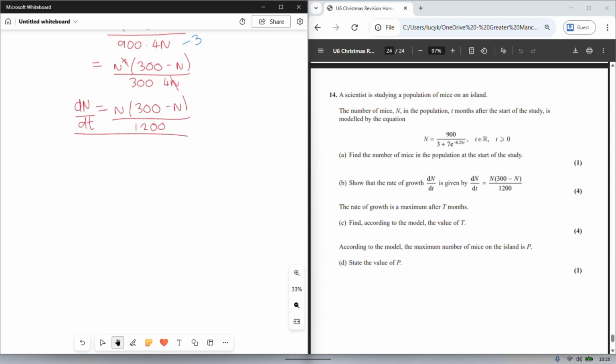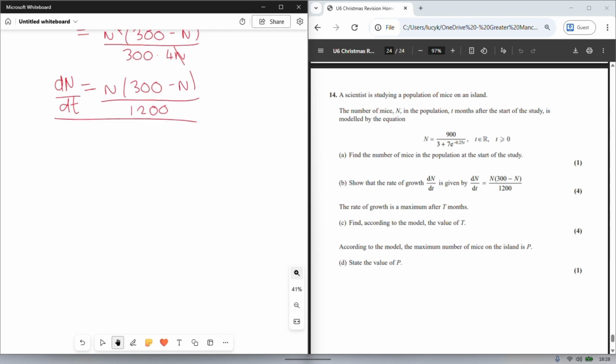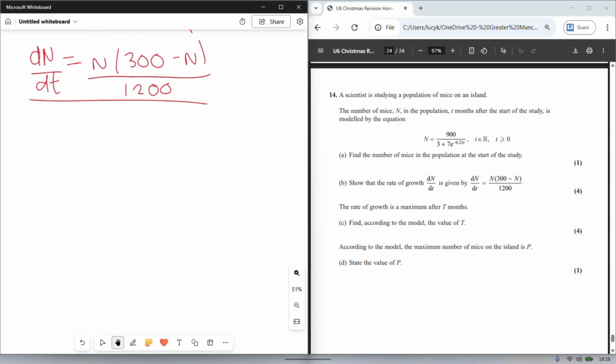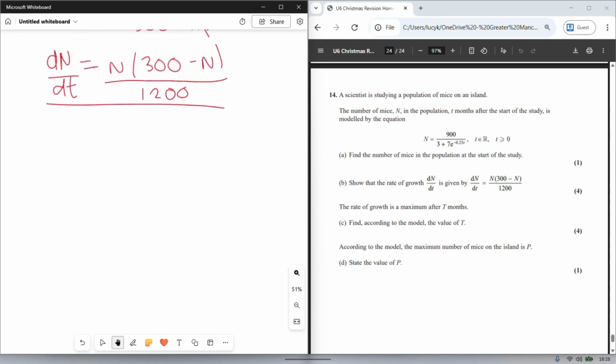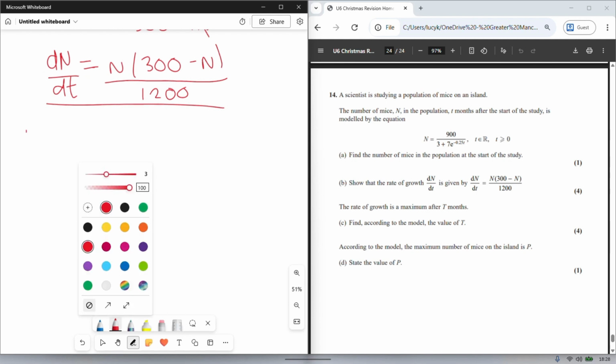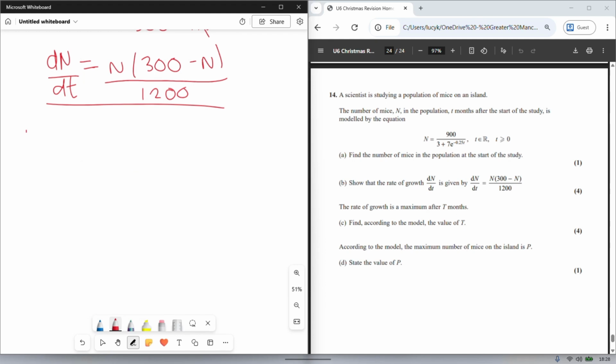And I will say, they normally do this when it's a "show that this is this" question. It's normally because they want you to use that thing in the next part, and they don't want to lock you out of the rest of the question, so just take note of that. So then that's part B. That was 4 marks. It felt like quite a lot of work for 4 marks, but it's one of the higher questions anyway.